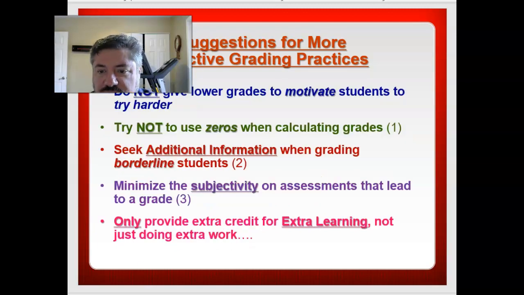Let's wrap up our suggestions for improving your effective grading practices. Try not to just assign lower grades in order to motivate students to try harder. Oh, you have a C, you gotta give a little bit better effort. Remember, motivation should be a real small part of the grade. Your grade should be based on achievement.